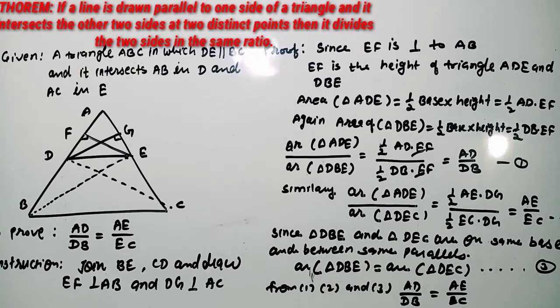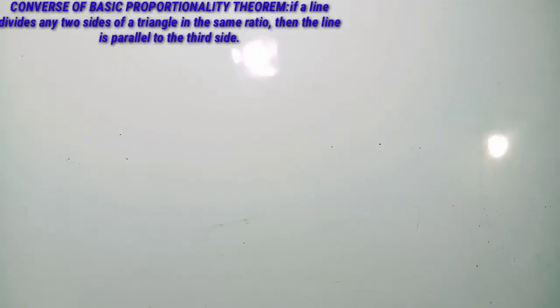Okay students, here we are completing the proof of this theorem. Let us see the converse of BPT, the basic proportionality theorem. If a line divides any two sides of a triangle in the same ratio, then the line is parallel to the third side. Right students, this is the converse of BPT.